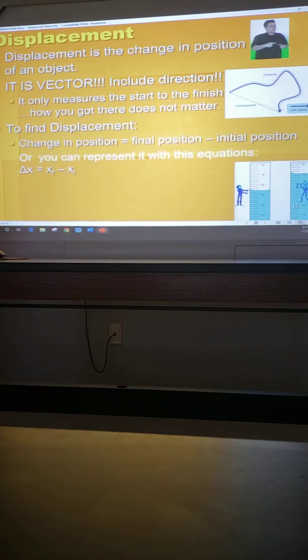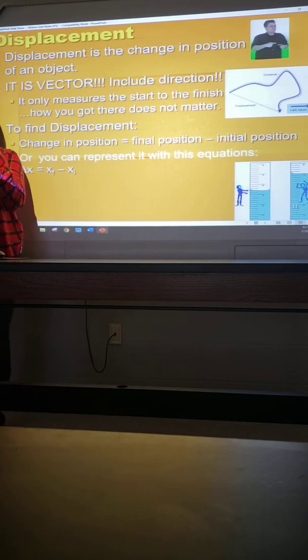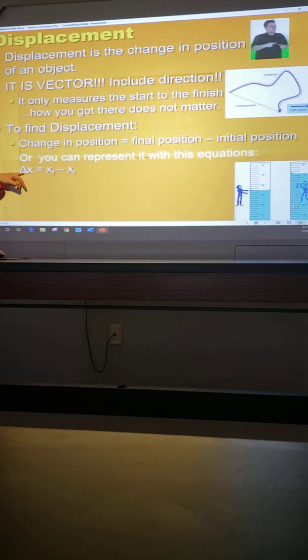And so to find displacement, we're going to look at our change in position, which is our final position subtracted from our initial position. Remember our little triangle for delta? That means change in. So you see this little change in x, okay? X is just a generic kind of variable that we give for position, right?